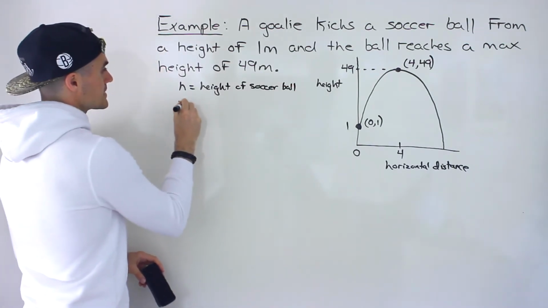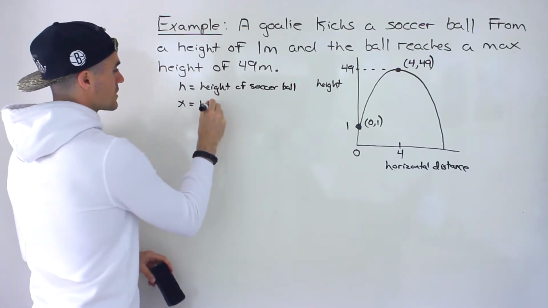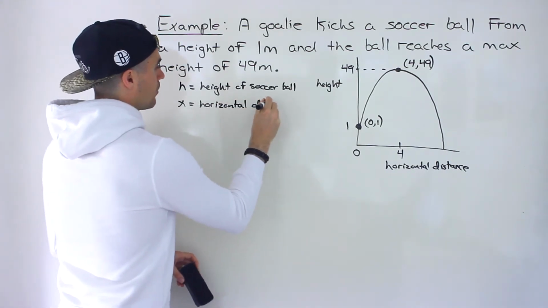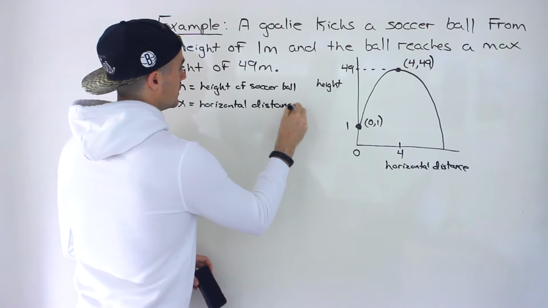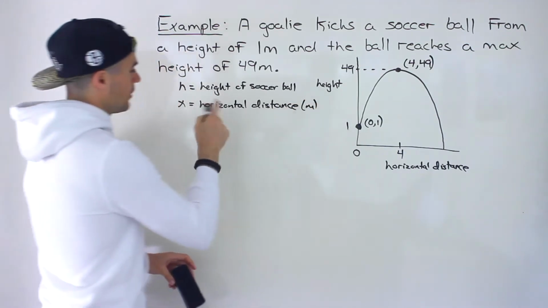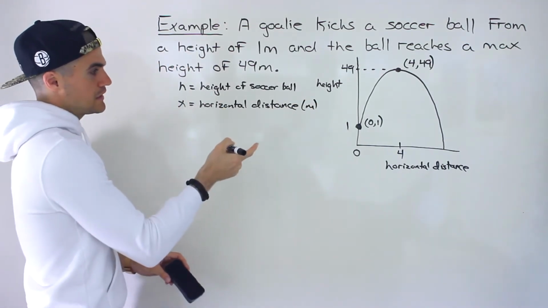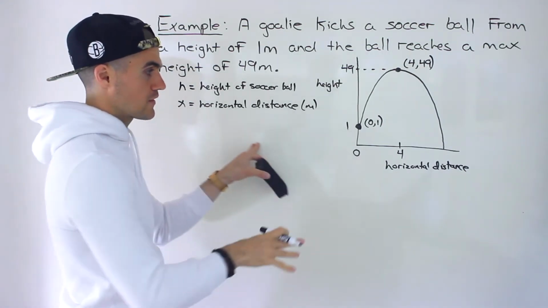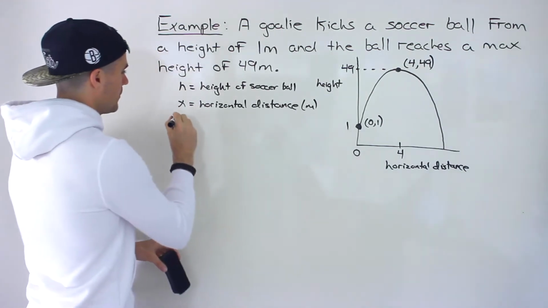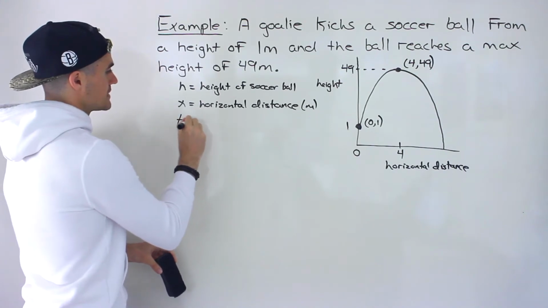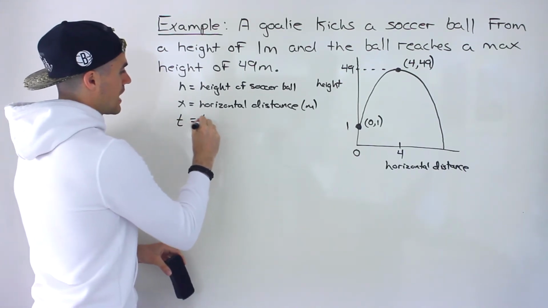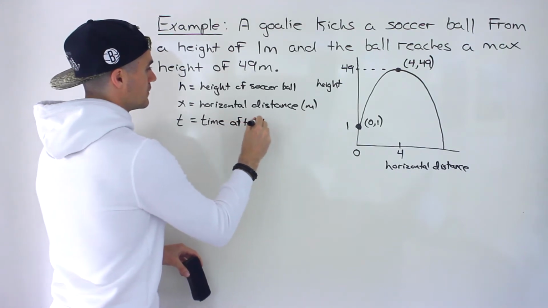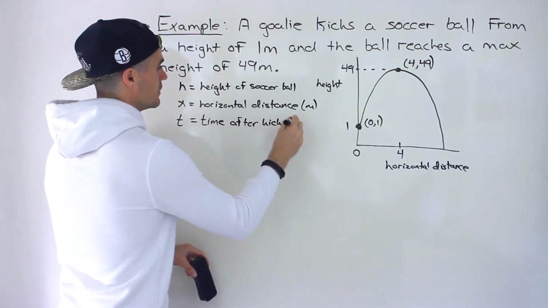And I'll let x equal the horizontal distance. And then if you want in part B, this is also going to be in meters. In part B, you can let x also be the time, and then you'll just have two different equations where the x means something different. But I'm going to introduce another variable. I'm going to let t equal the time after the kick. So we'll use different variables.